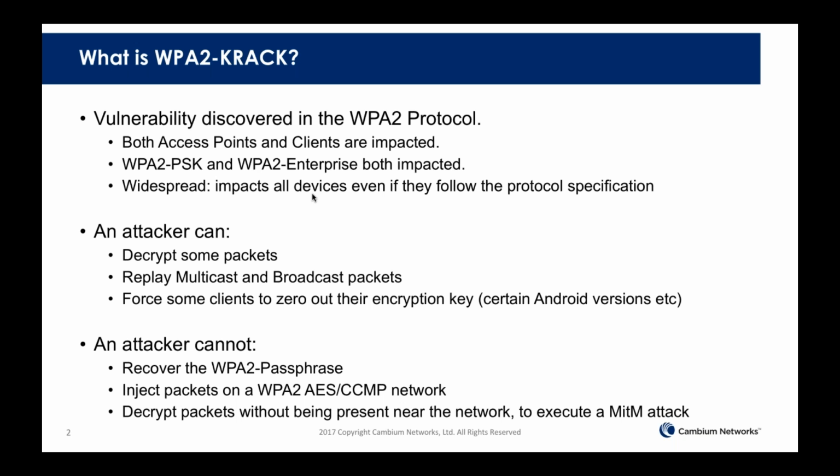In the WPA2 KRACK case, when you have an attacker who's attacking the network, the attacker will be able to decrypt some packets, will be able to replay some multicast and broadcast packets. He'll be able to inject packets a second time into the network. We also have some client-side issues, primarily on Android, where some of the clients can be forced to zero out their encryption key. So instead of using a nice random encryption key to encrypt their packets, as a result of this attack, the clients get into a state where their encryption key becomes all zeros, and at that point, the attacker can decrypt any packet from this client.